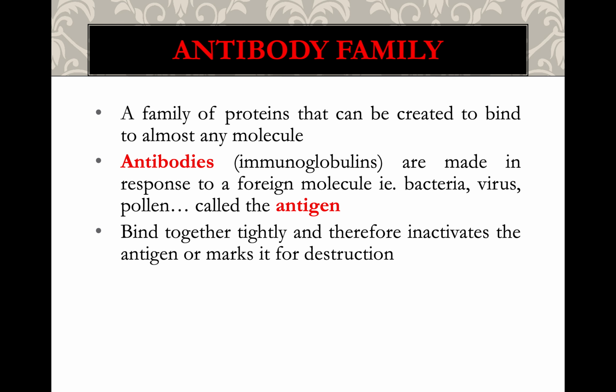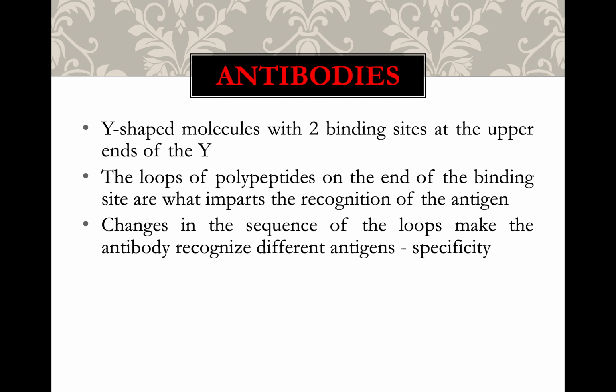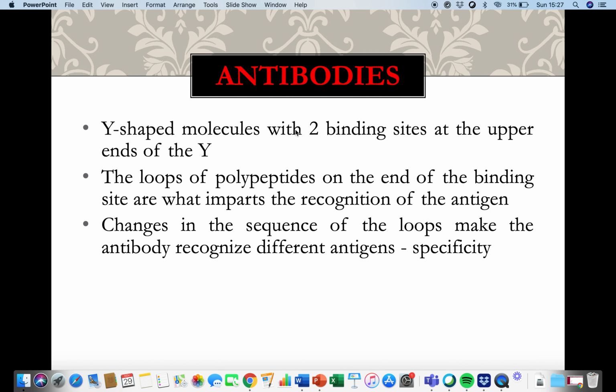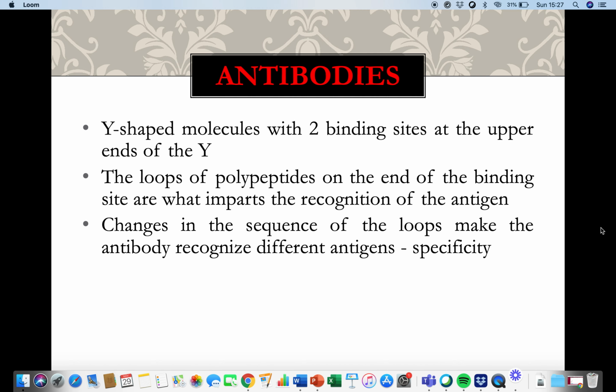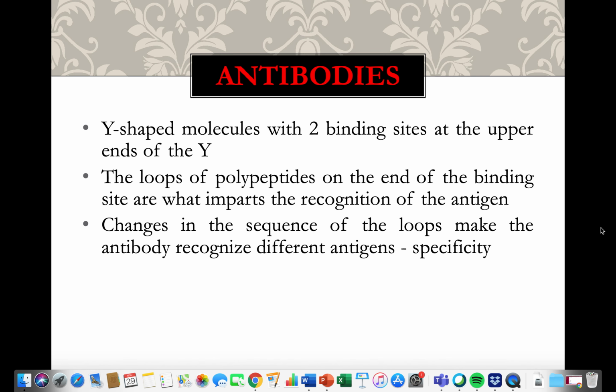Now let's have a look at the example of the antibody family. In the second video, I was telling you that an antibody has the shape of a Y. I think I have it in the next slide. The Y-shaped molecules have two binding sites, and I think you will remember that the top of the Y, over here, is the one that binds. The loops of polypeptide at the end of the binding site are what impart the recognition of the antigen. We know the antibody binds to antigen, so changes in the sequence of the loops make the antibody recognize a different antigen, and that would determine its specificity.